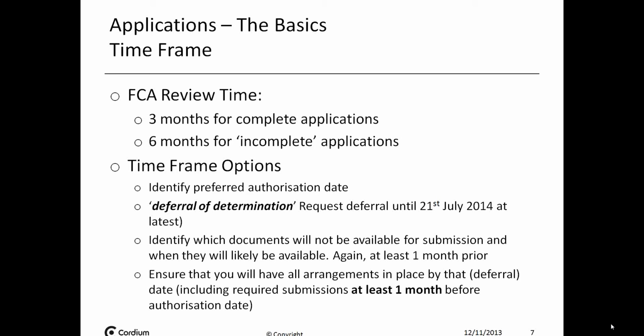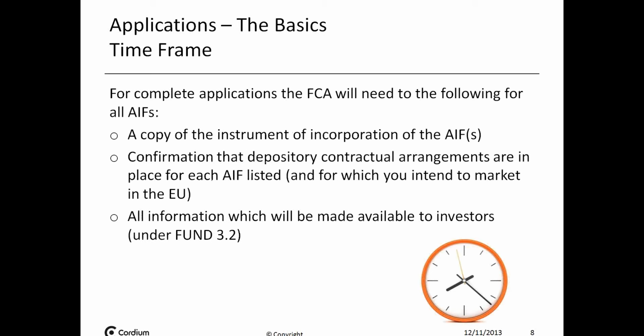It's also going to be very helpful for the FCA for you to identify which documents will not be available for the submission and when they will be likely to be available. Again, I think they discussed this being 1 month prior to the determination. Again, we're trying to avoid having an avalanche or a bottleneck on any particular day, if possible. And then, obviously, there's a challenge for the firm to ensure that they have all the arrangements in place by that date.